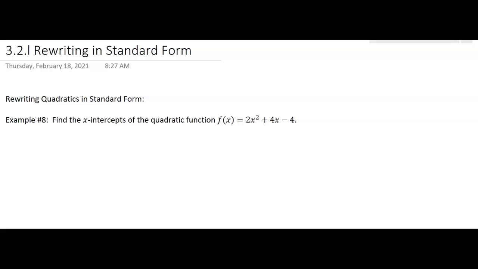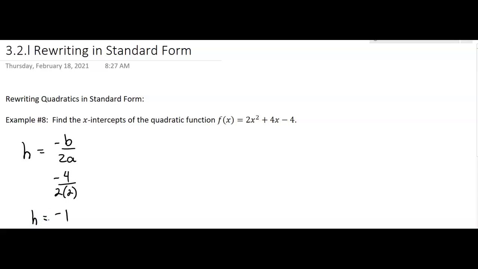Okay, so find the x-intercepts of the quadratic function. I think we kind of already did this, to be honest. Okay, so what we're going to do is write this equation in standard form. So we're going to find the vertex. So h is going to equal the opposite of b over 2a. In this case, that's going to be negative 4 over 2 times 2, which is going to be negative 1.